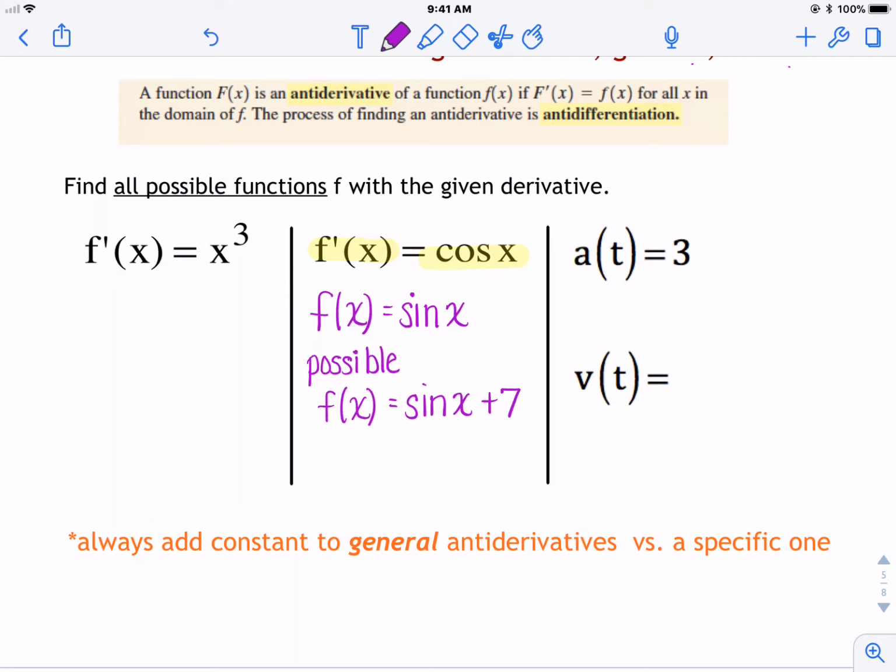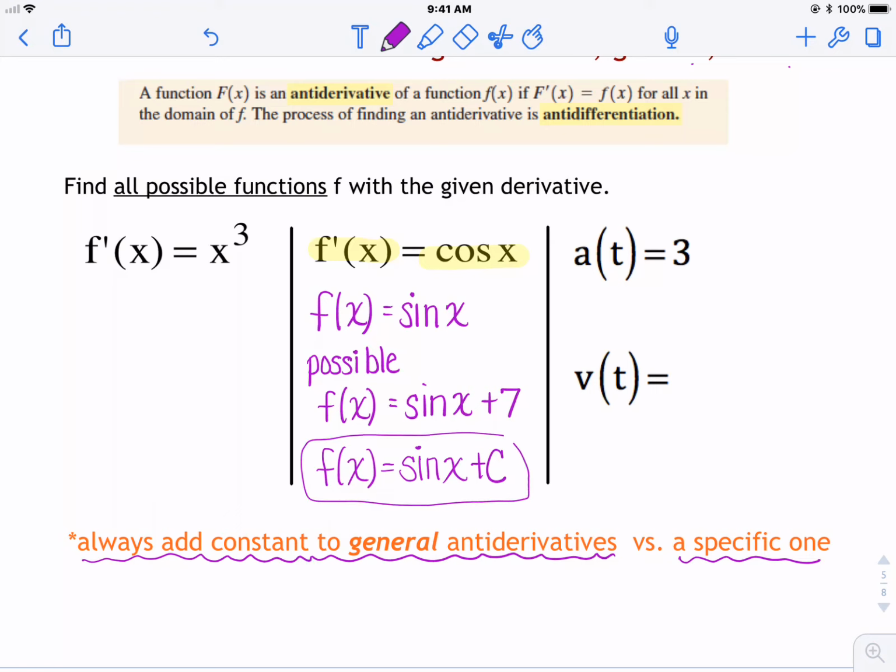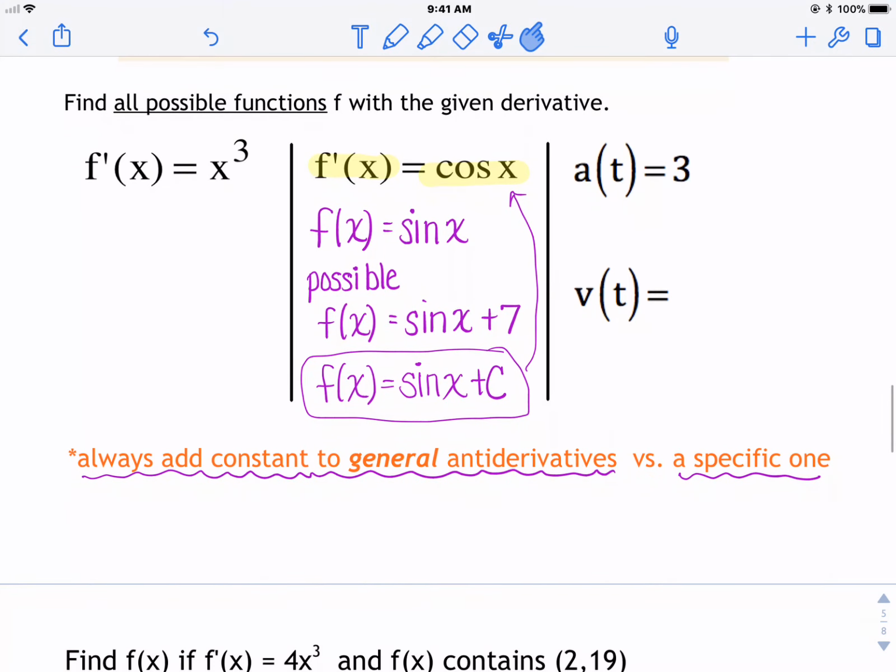So when we don't have more information, we always want to add a generic constant and make a general antiderivative, because we don't actually know a specific one. We don't know what the f of x function looked like exactly. We know it had to have had sine of x in it, but it's possible it could have had any constant added on the end, and that f of x would have then led to that derivative. So this is that general antiderivative, so that I'm reporting all the different functions that it could have been. So I'm going to go back to the first one then.